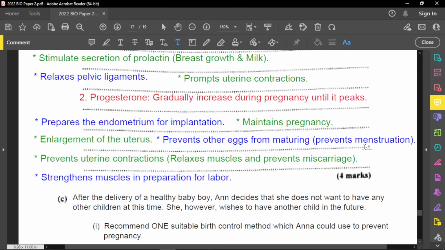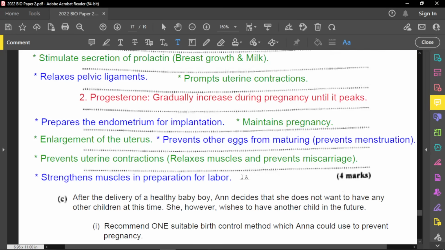And if you menstruate while you're pregnant also, it can cause miscarriage, all right? And so it prevents uterine contraction as well, which is relaxing of the muscle, and that also prevents miscarriage as well. Strengthen the muscles in preparation for labor, because the muscles now must become stronger. And this is at almost the end part of pregnancy, third trimester they're about.